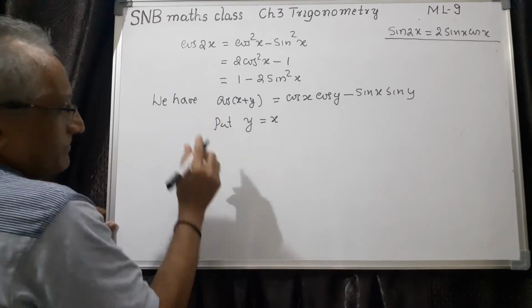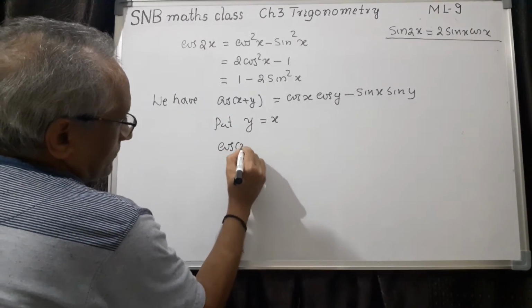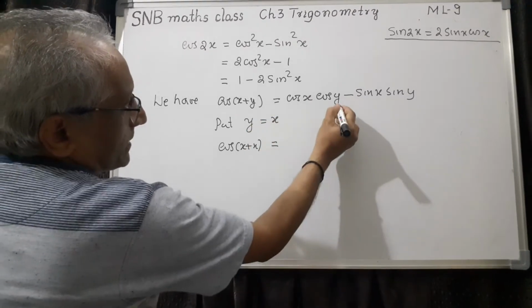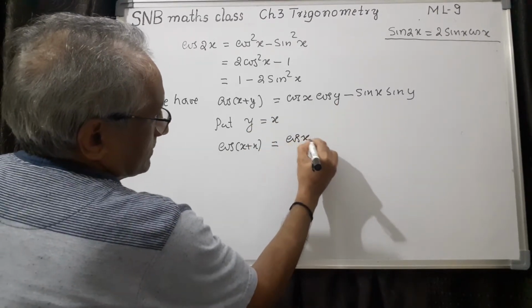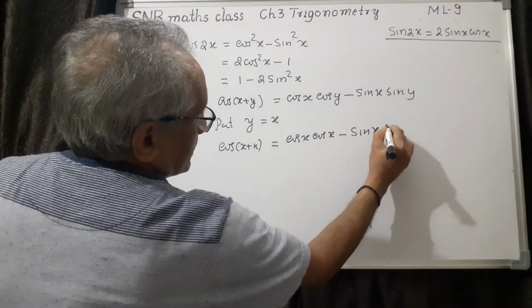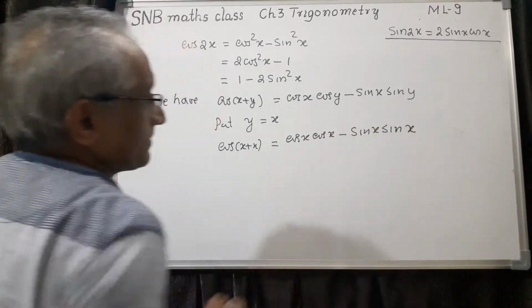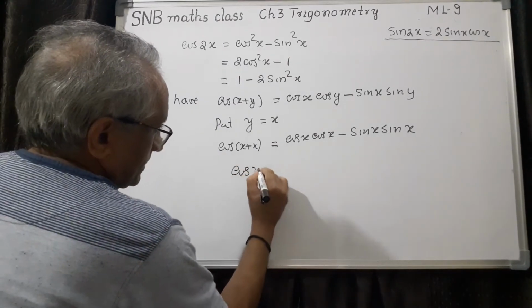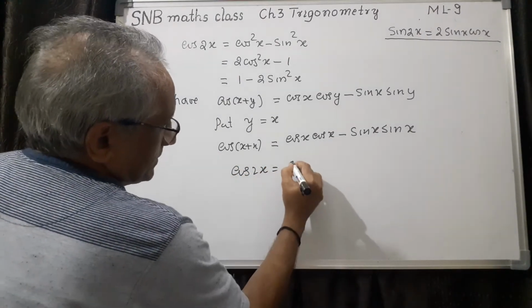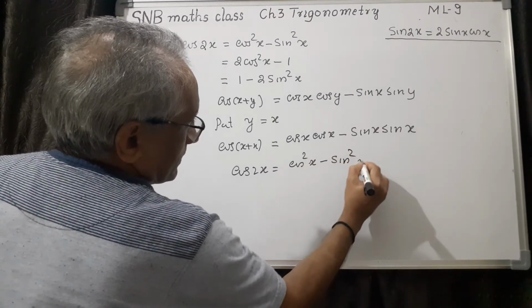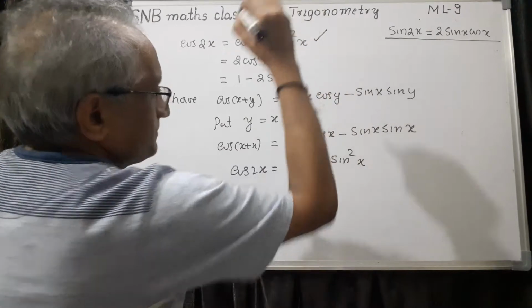So this becomes cos of x plus x equal to, put y equal to x. So it becomes cos x cos x minus sin x sin x. So cos of x plus x is cos 2x, and you can see here it is cos square x minus sin square x. So you get the first one.